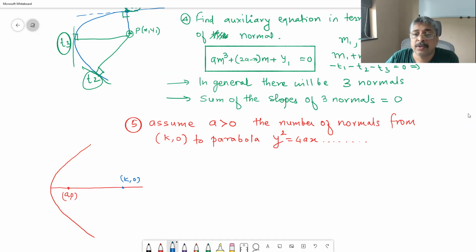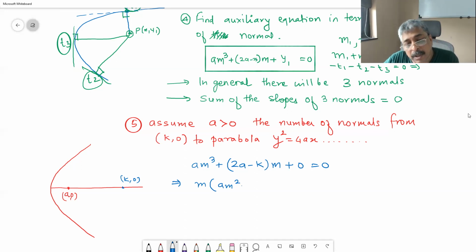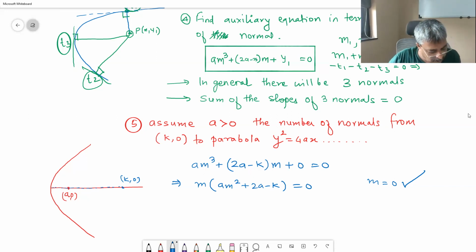Okay, so we have got the auxiliary equation. Here is our auxiliary equation: am cube plus 2a minus k, where x1 is k, times m plus 0 is equal to 0. That makes things a little easy. m common inside the bracket: m times am square plus 2a minus k is equal to 0. Is that right? Therefore, of course, m is equal to 0 is one normal, and that normal is there. The x-axis itself is a normal, having slope m is equal to 0. So we have one normal, one real normal will always be there. That is the x-axis.